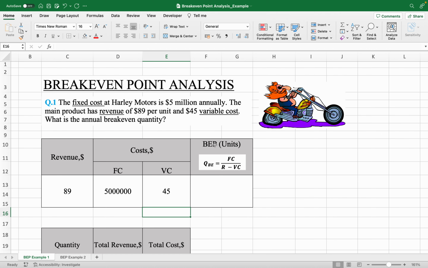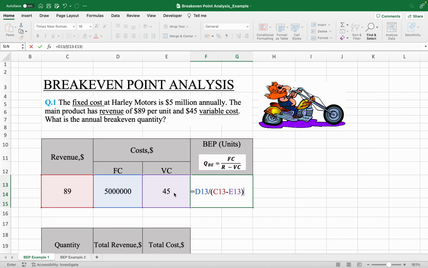Now to calculate the break-even point, we follow this formula here, where QBE equals FC divided by R minus VC. So FC is the fixed cost, divided by R, the revenue, minus the VC, variable cost. And we get that the break-even point is 113,636 units, which means that for Harley Motors to break even, to be neither in a profit or a loss, so at a net zero, they have to produce this amount of motors.